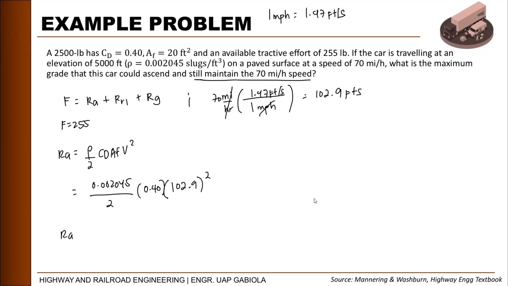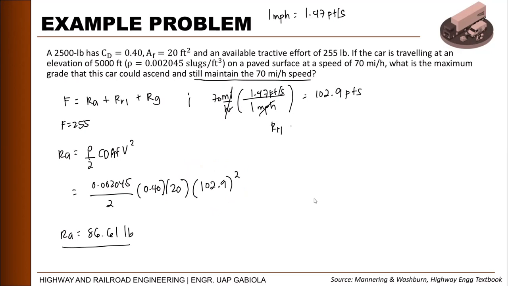So yung RA natin will be 0.002045 divide 2 times 0.4 times 102.9 squared. That is equals to 0.4. Wala yung frontal area, no? Nalimutan ko ulit. So, let's include yung frontal area natin. Okay. Frontal area is 20. Okay. So, this is equal to 86.61 pound. Okay.